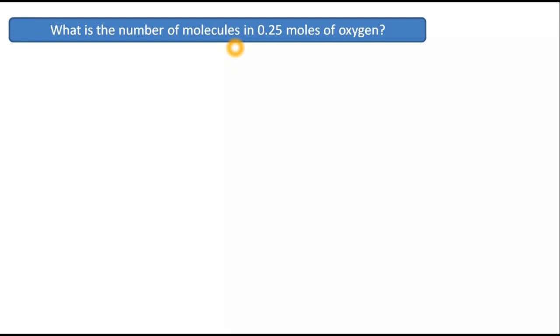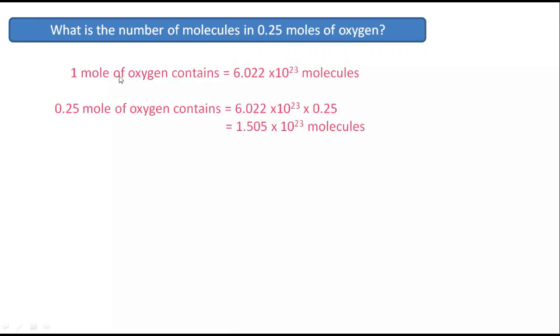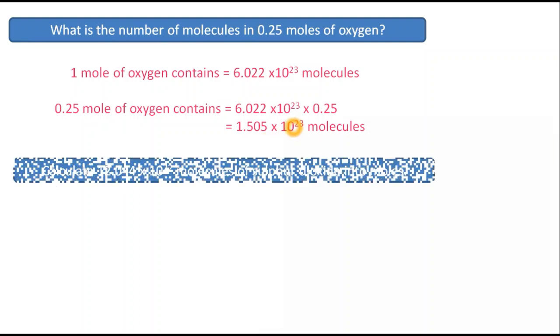What is the number of molecules in 0.25 moles of oxygen? Now see, the number of moles is given. We need to find the number of molecules. Now we know 1 mole contains Avogadro's number of molecules, right? And we are having here 0.25 moles. So 0.25 moles is equivalent to this multiplied by 0.25, and you will get 1.505 into 10 raised to the power 23 molecules. So it means 0.25 moles of oxygen contain 1.505 into 10 raised to the power 23 molecules.